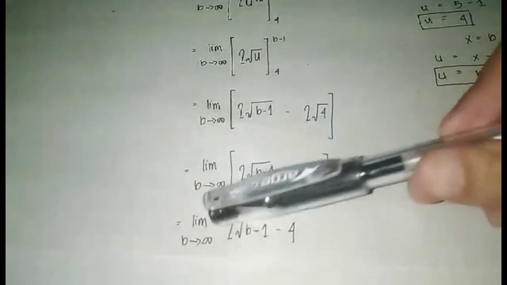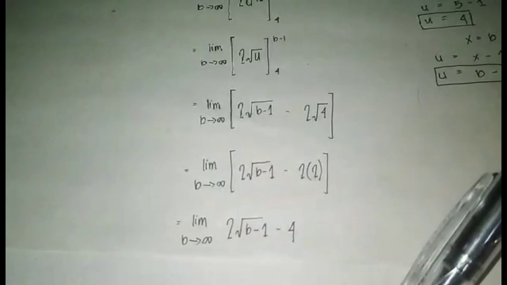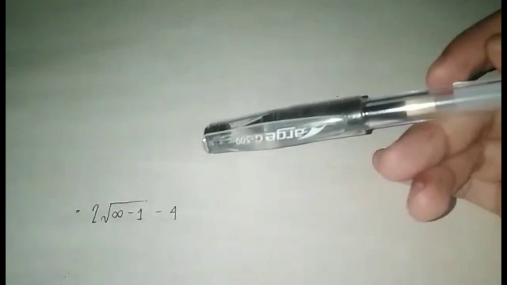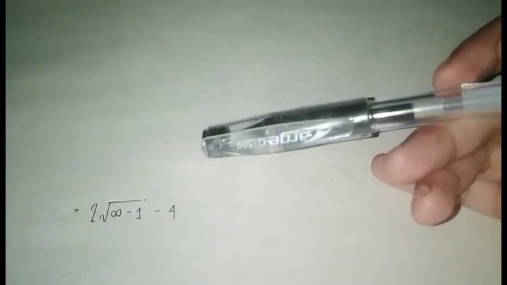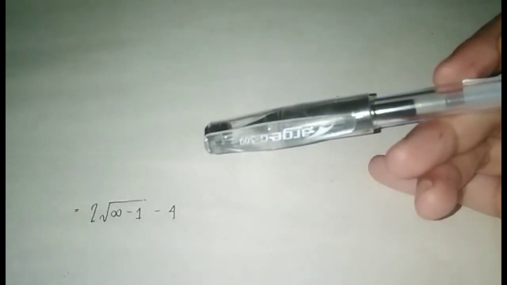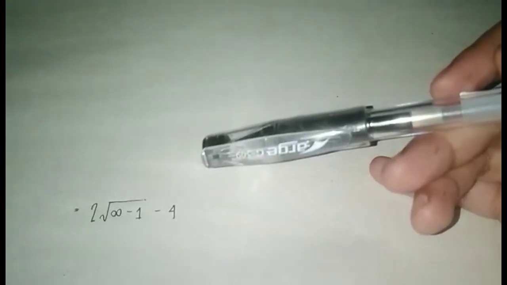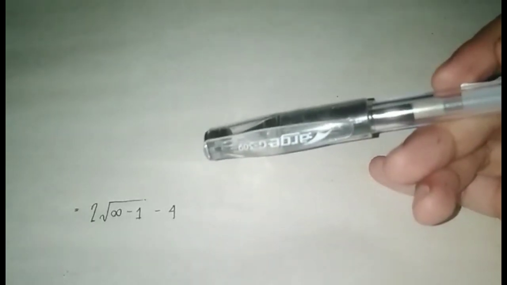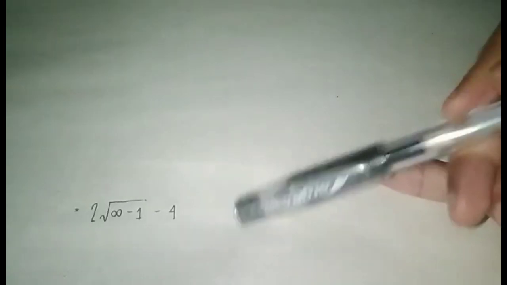We can now apply the limit as b approaches infinity. Now we have 2 square root of infinity minus 1 minus 4. As you notice, we cannot solve it since it fails to approach a finite value, so the improper integral is divergent. Now, by using definition 1 from the previous slide, we evaluated that the given function is divergent.